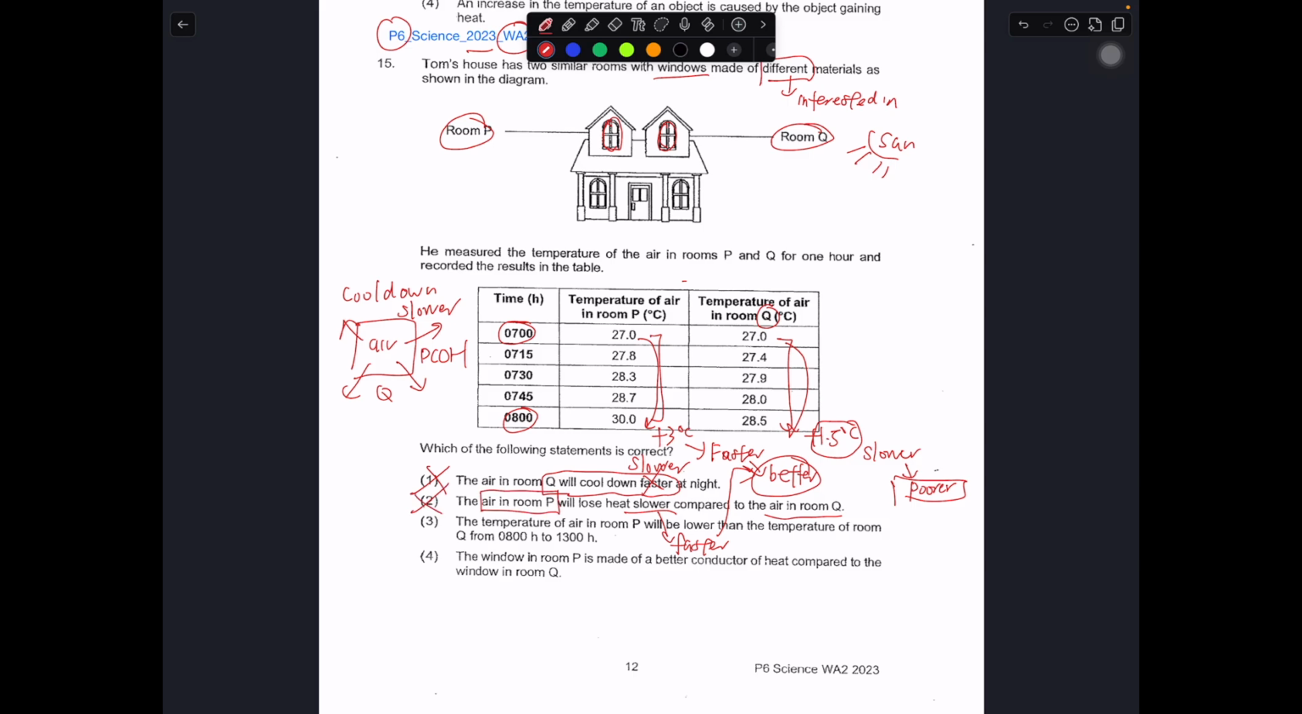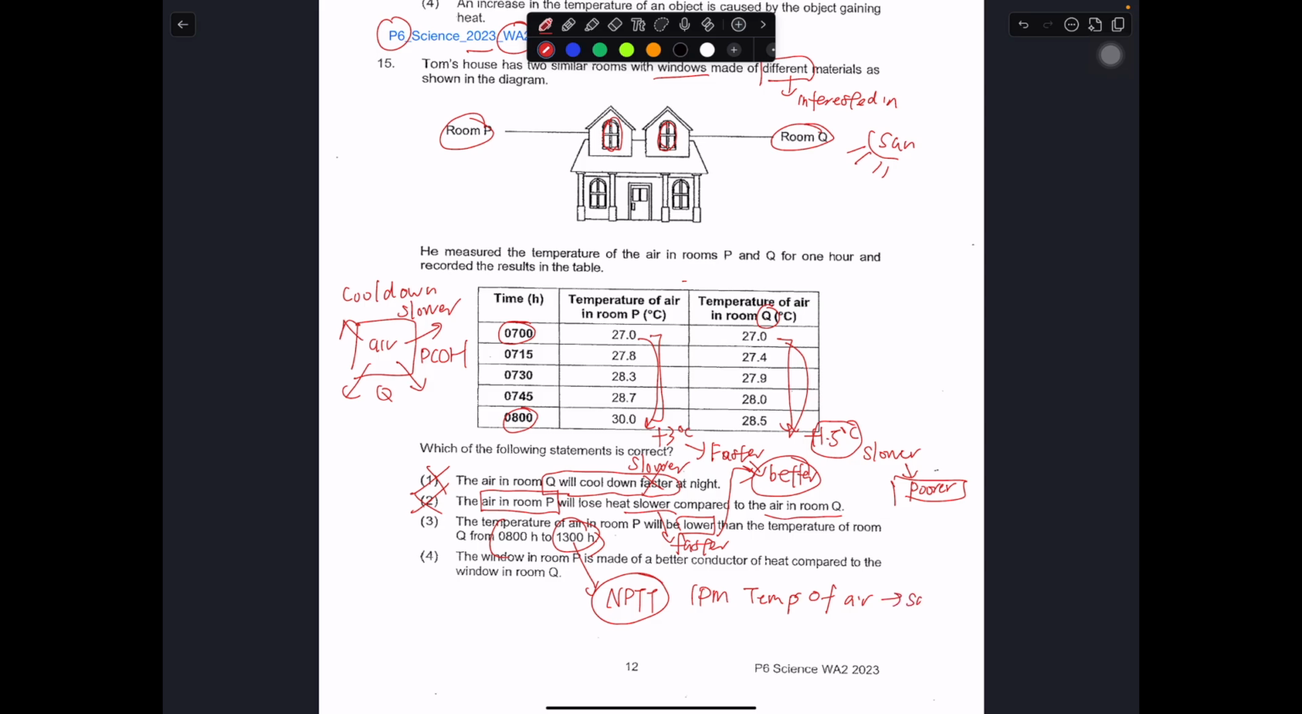So straight away wrong. The temperature of the air in room P will be lower than the temperature of the air in room Q from 8 to 10. We can't tell, not possible to tell, because we don't have the information. But if we were to make the prediction, the temperature of air will be lower. Actually not true. It will be more or less the same. Perhaps at 1 p.m. the temperature of air might be the same.